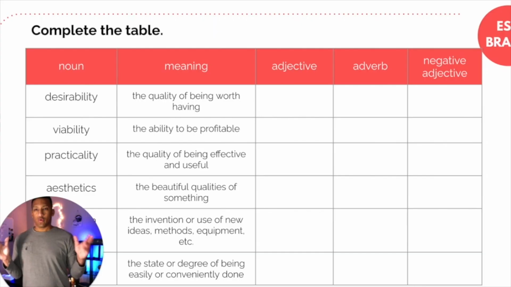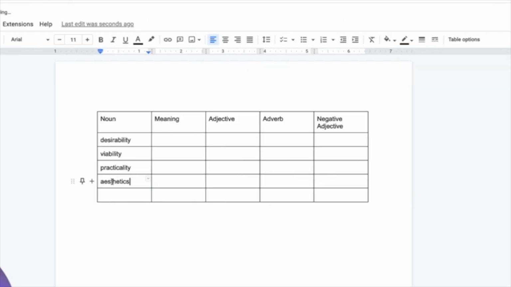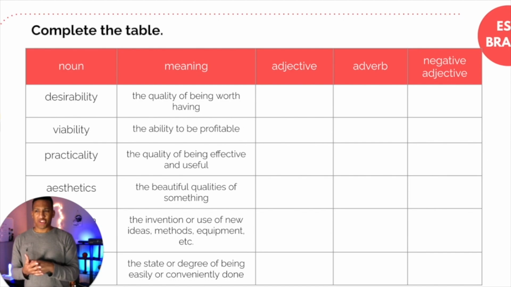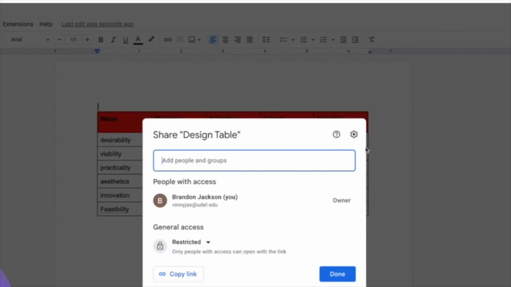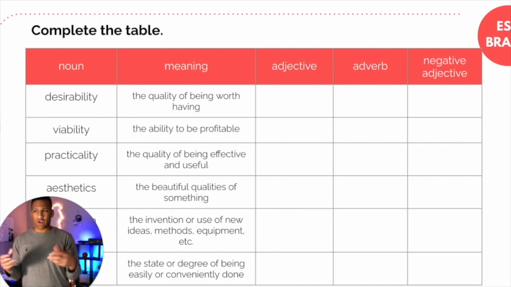I find word wall tables are great for just throwing up in front of the students and letting them at it. It's pretty intuitive. I would recreate this table in Google Docs or Slides, or I'll share one edit link with the students. And this is great for a do now or transition activity.